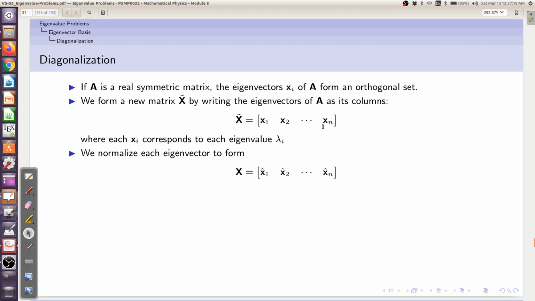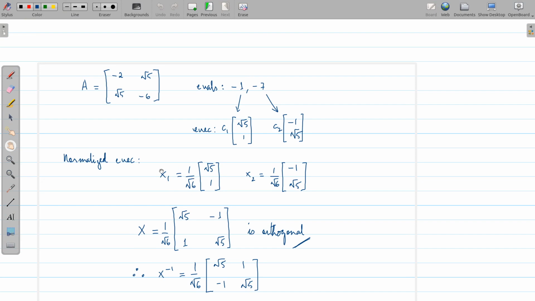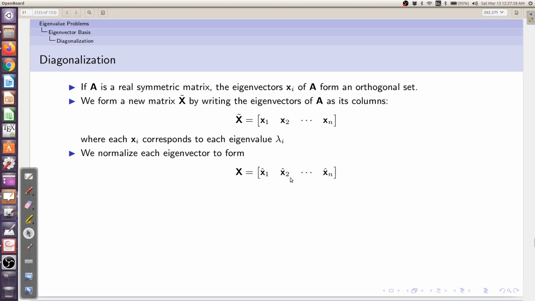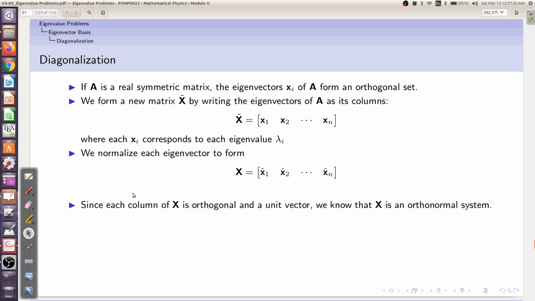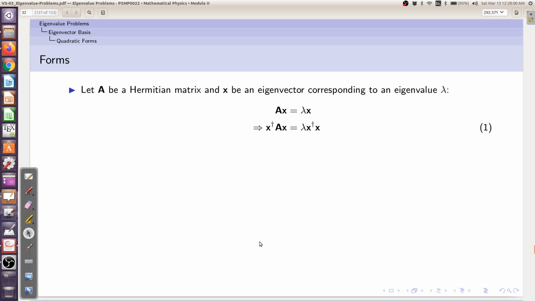Then we need to normalize each of them. So in this problem, of course, we already normalized this, over here in this step. So we normalize this and write this as x1 cap, x2 cap, and so on. So this gives us x. Each column is orthogonal and a unit vector, and then we know that X is an orthonormal system. Then X will diagonalize the real symmetric matrix in this way. So if we do a similarity transformation, then we'll get a diagonalized matrix. The motivation here is to start with a difficult system, diagonalize it, and then obtain a similar system, and this similar system can be solved just by inspecting the problem itself.